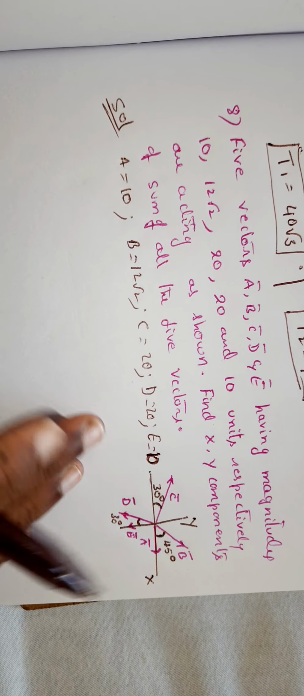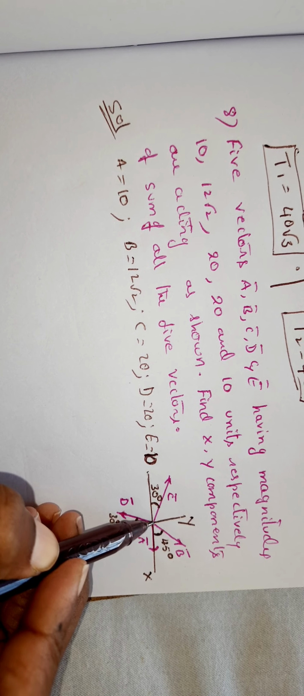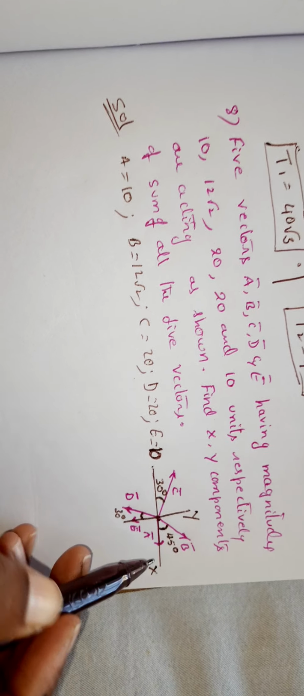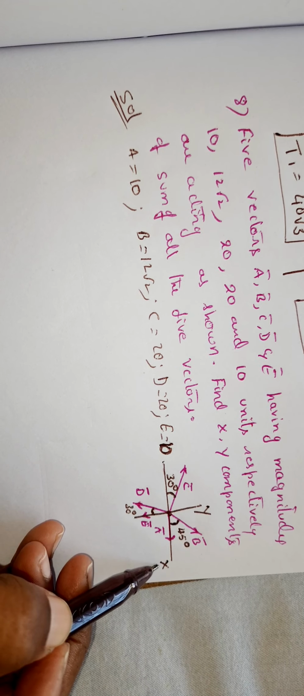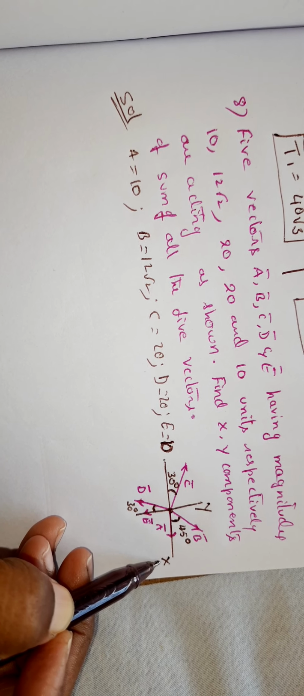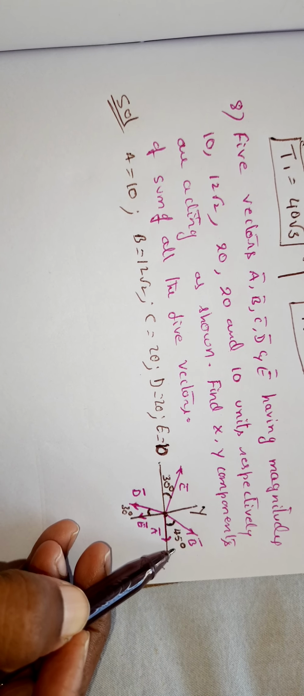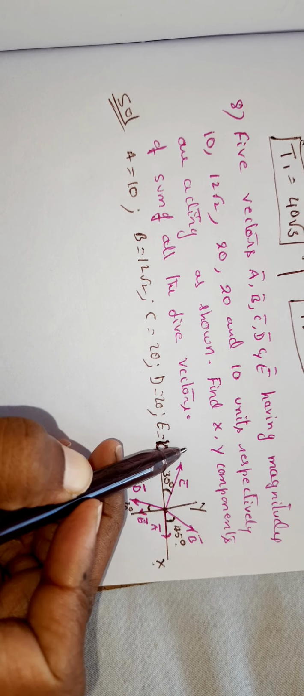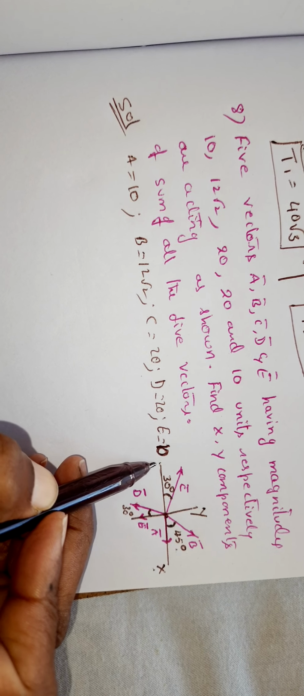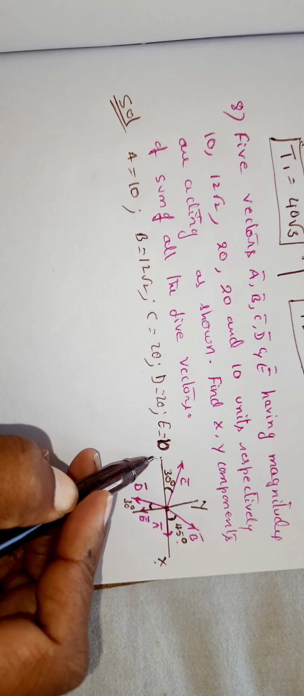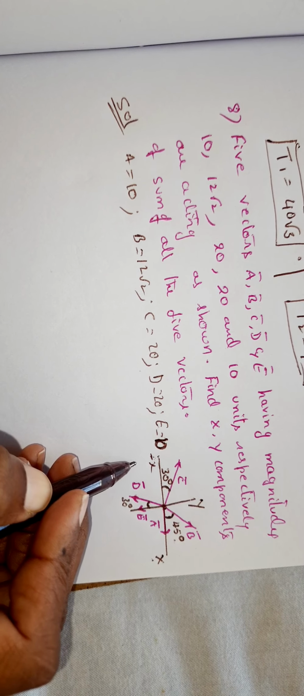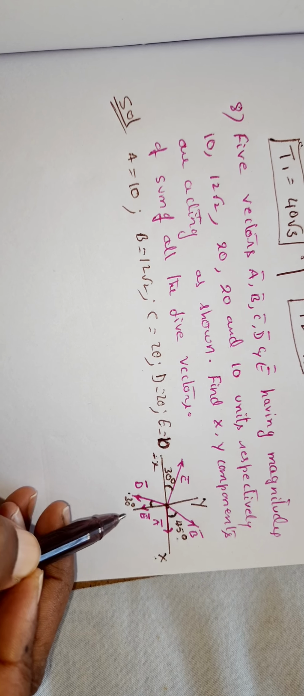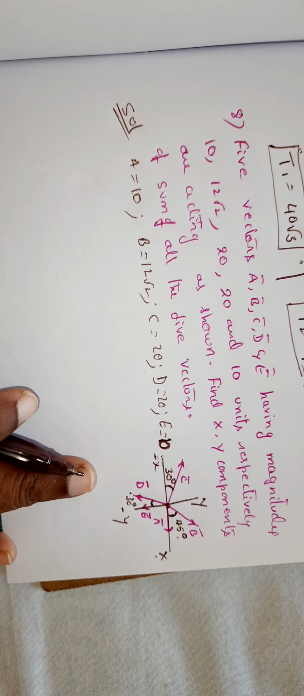And now they are acting at a point like this. Here are the 5 vectors. Right, A bar absolutely along x direction. B bar making an angle 45 with x. C bar making an angle 30 with the negative x axis. Please remember that this is minus x. Right, and D bar making an angle 30 with minus y axis.